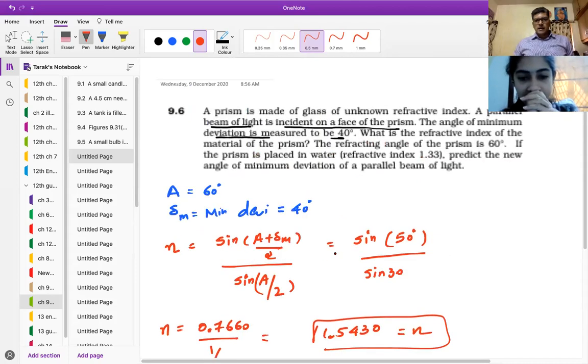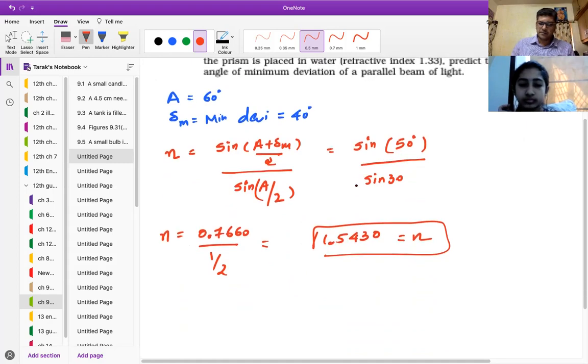Next part is: what is the refractive index of this material? The refractive index of the prism is 1.5430, prism angle 60 degrees. If the prism is in water, the refractive index of water is 1.33. Predict the new minimum angle of deviation of a parallel beam of light.